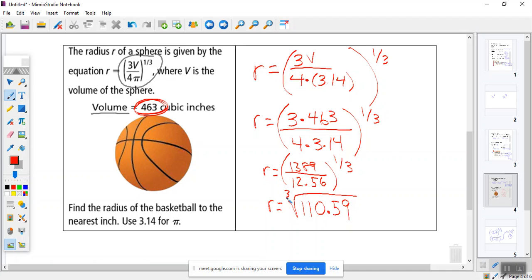Looking for the 3rd root of what value? Yep, so you're going to go cube root of 110.59 in your calculator, and I think it says round to the nearest inch. We'll see what you get for a decimal first. 7.99? 4.799. So about 4.8 inches, which would round up to what? Nearest inch? Okay.